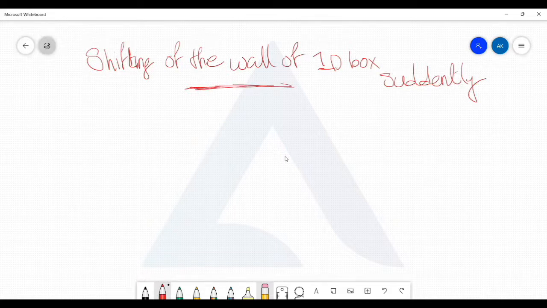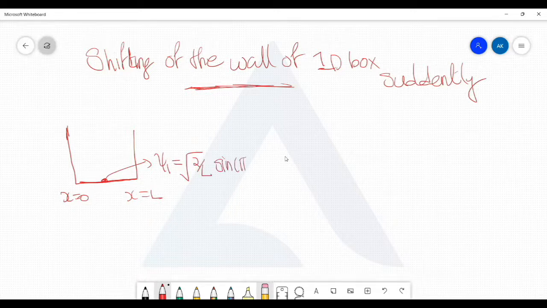Okay, let us introduce the problem first. You have a system which is x is equal to 0 to x is equal to L, for instance, and a particle is in ground state, suppose, and psi 1 is equal to root 2 by L sine pi x by L, and it is having energy E1 is equal to pi square h cross square by 2 m L square. Okay.